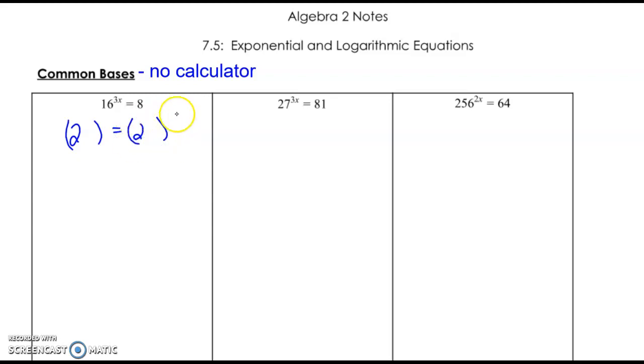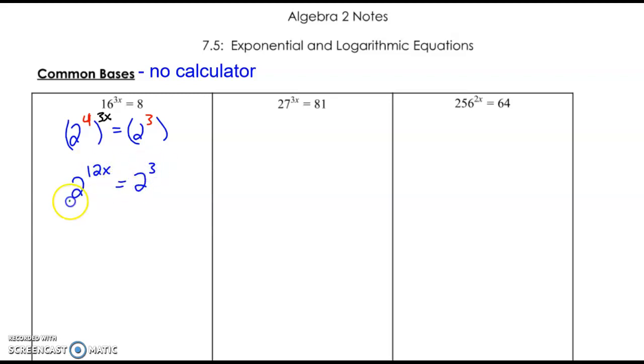So think about 2 times itself. How many times gives us each of these numbers? So 2 times 2, that'd be 4. Another 2 would be 8. 4 of them to get us to 16. Okay, and then 2 to the third to get us to 8. Don't forget about this 3x here. So then remember, we're going to multiply those exponents. So we have 2 to the 12x equals 2 to the third.